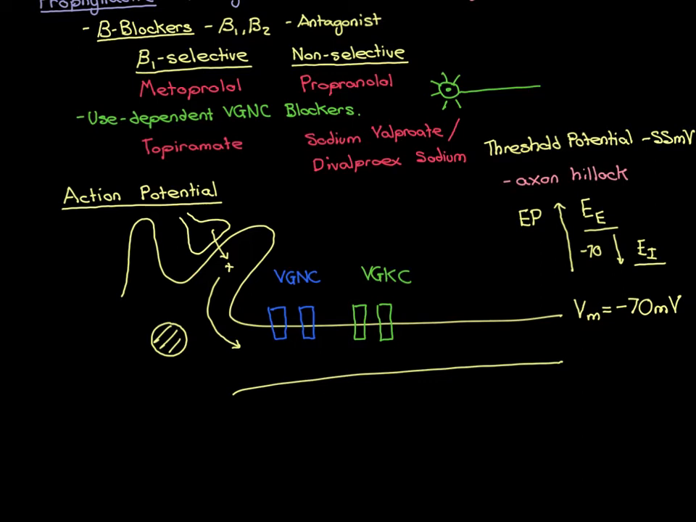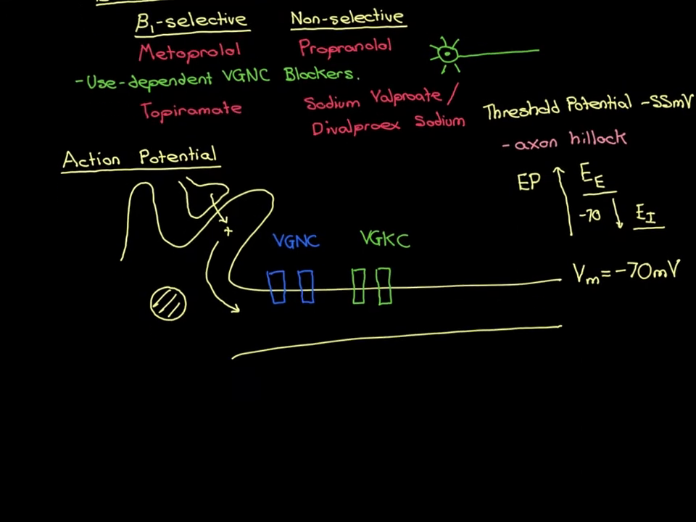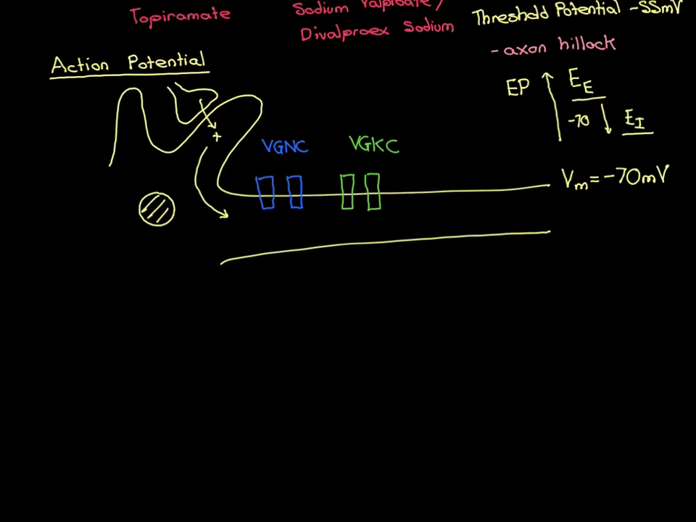And what happens when the electrical potential difference across the cell membrane gets up to negative 55 millivolts to generate the action potential? It's that the voltage-gated sodium channels and the voltage-gated potassium channels are going to open. So at this point of the story, I need to tell you about the different states that voltage-gated ion channels can be in. So let me do this here.